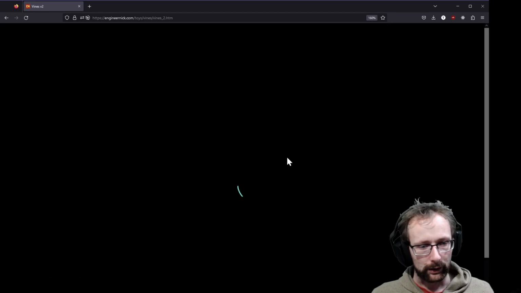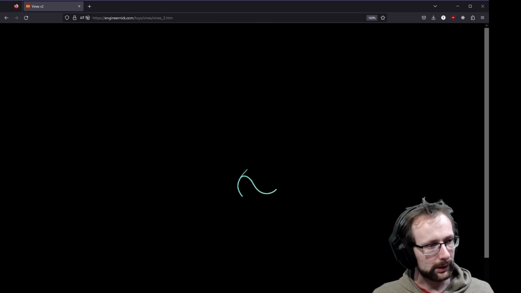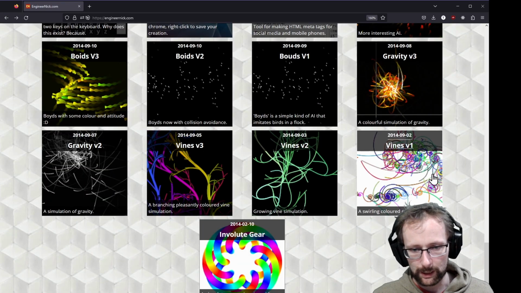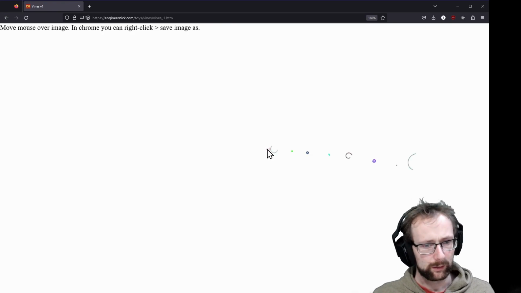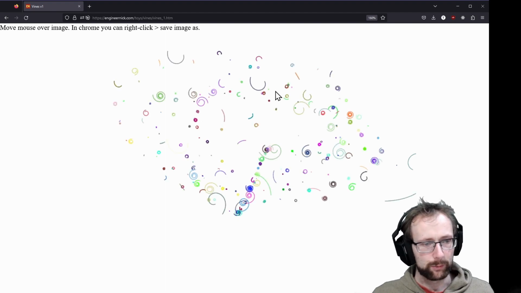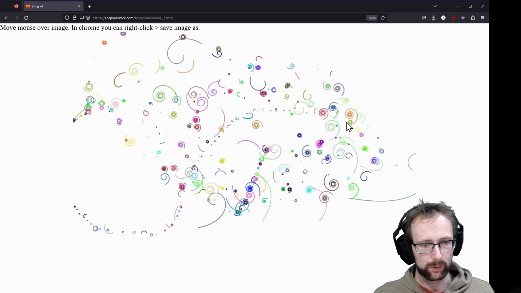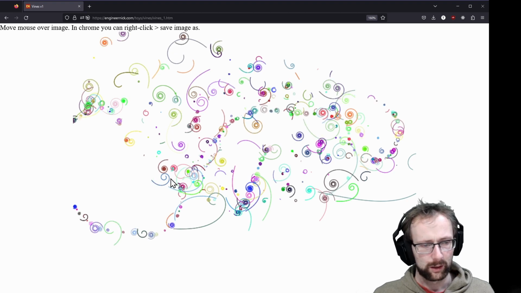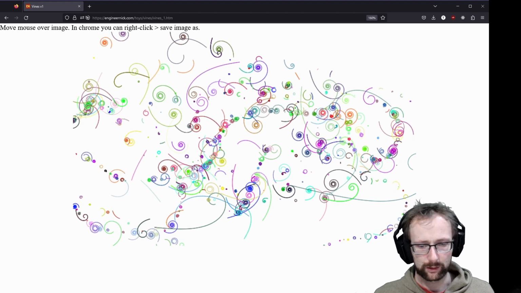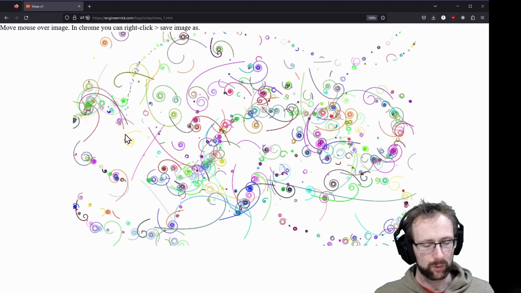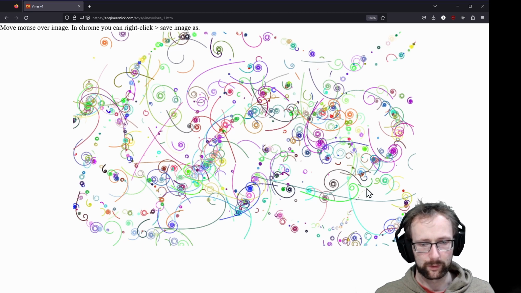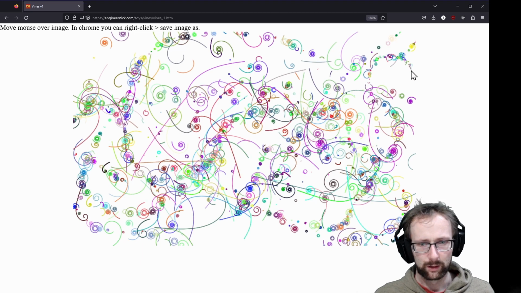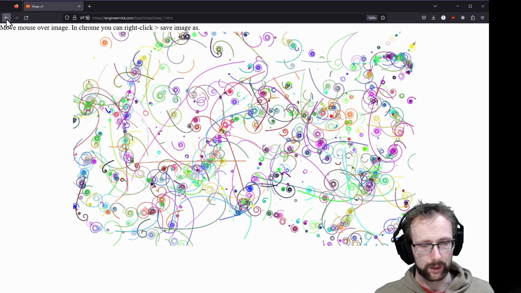Moving on, it's just an earlier implementation of vines. Let's not look at that. And, oh, this one's weird. In this one, you move your mouse and it spawns a vine. It was just a precursor, like a fun little toy that was a precursor to the Vines one. Yeah, that's pretty naff. I don't like that.